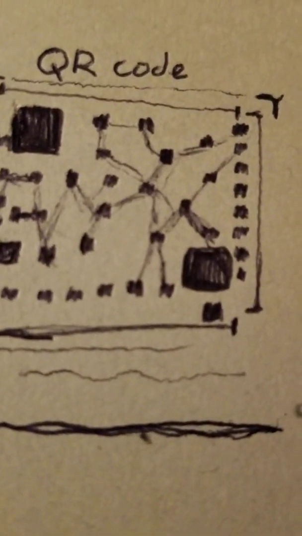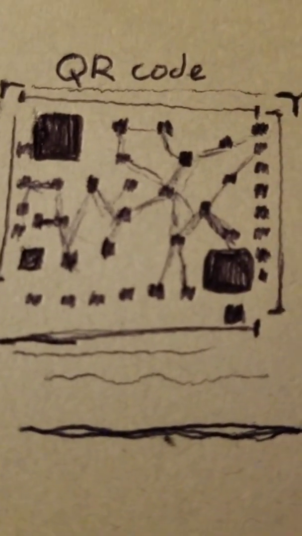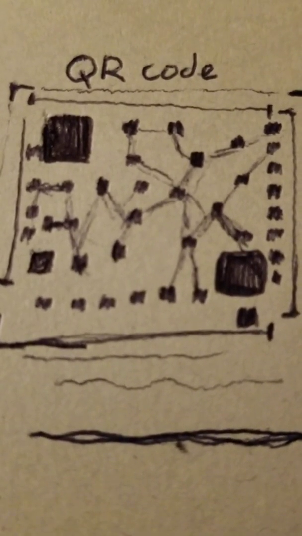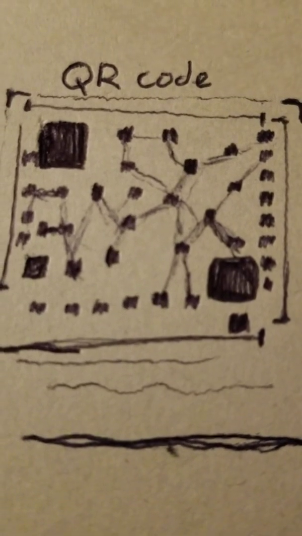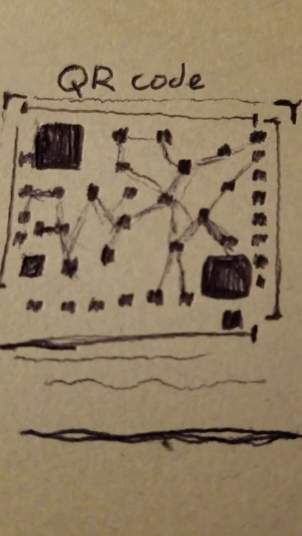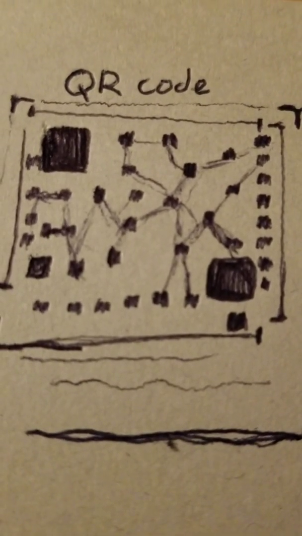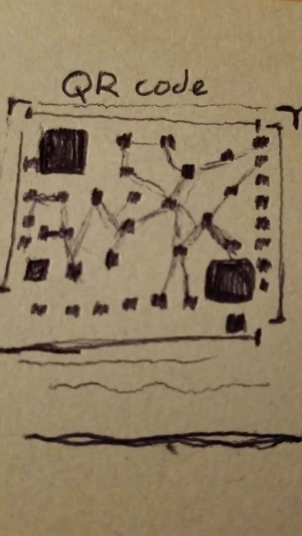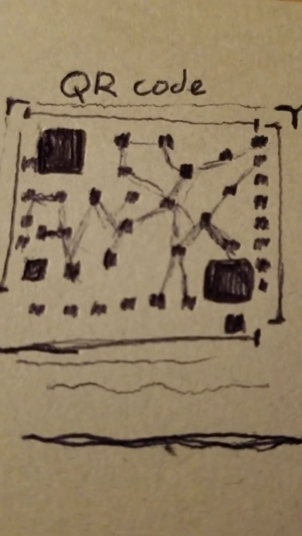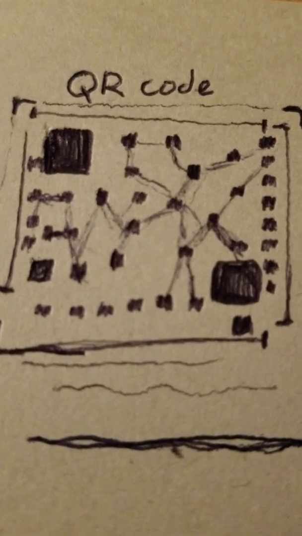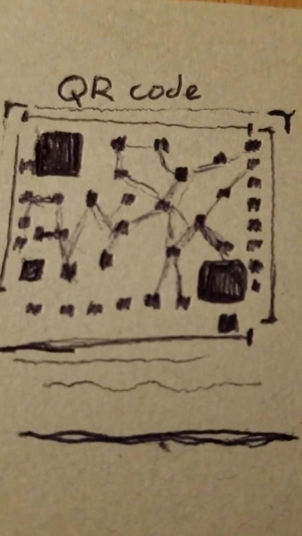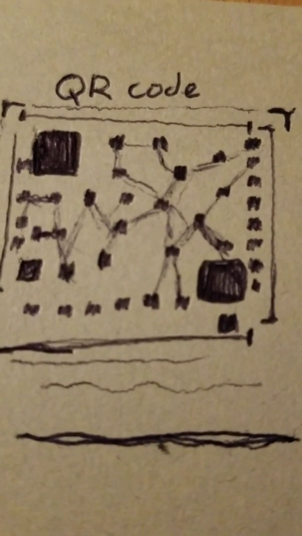If you were to scan it in, it's supposed to produce information based on a website or a coupon or something like that. And I know that most of the time, whenever a QR code is created, of course it's produced by a program, by a computer.